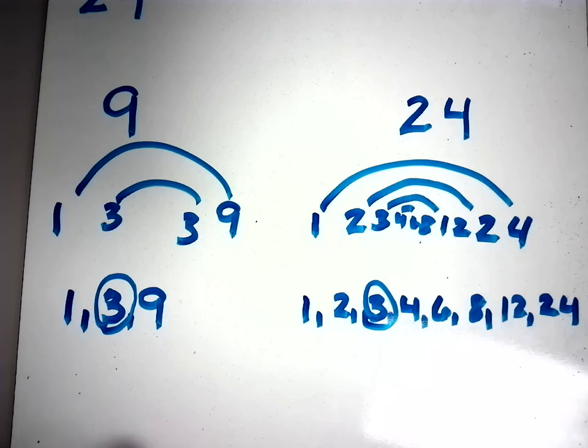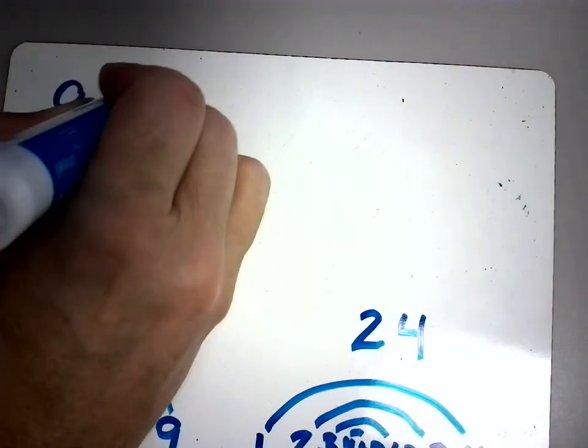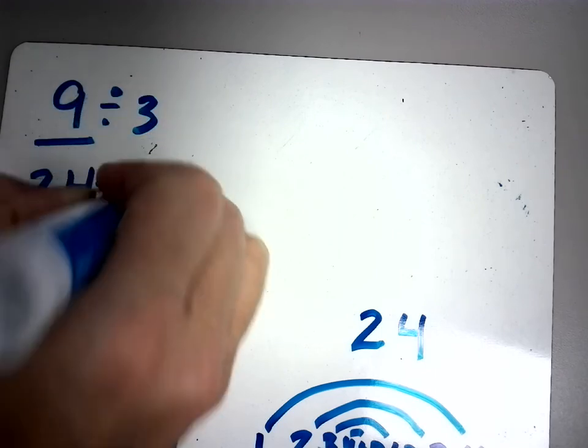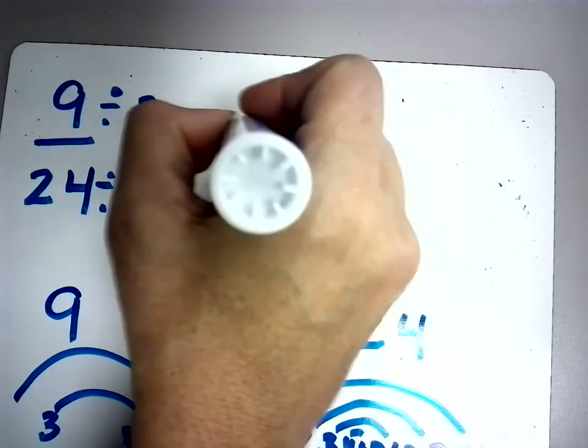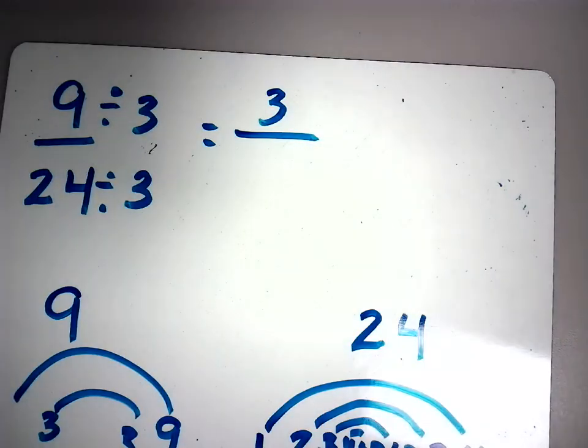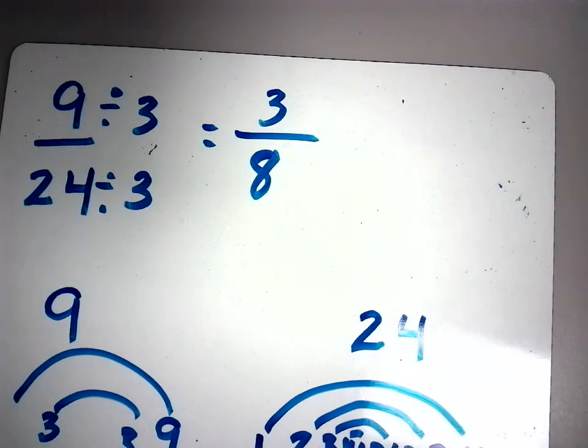So now I'm going to divide 3 into my numerator and 3 into my denominator. 9 divided by 3 equals 3. 24 divided by 3 equals 8. So you have 3 eighths.